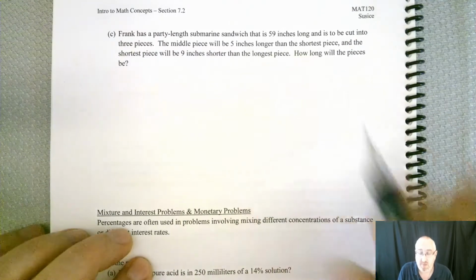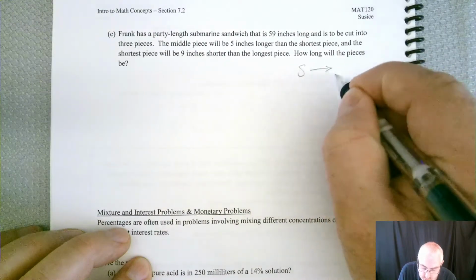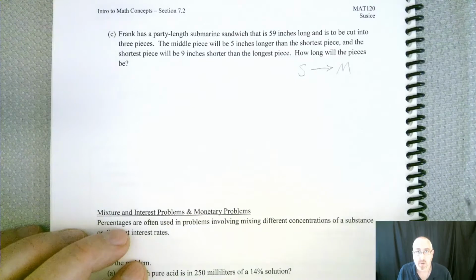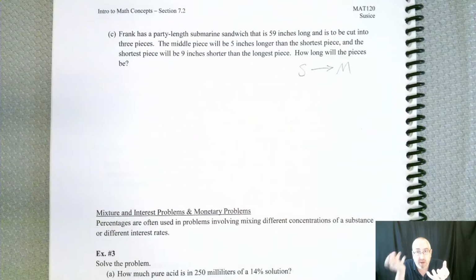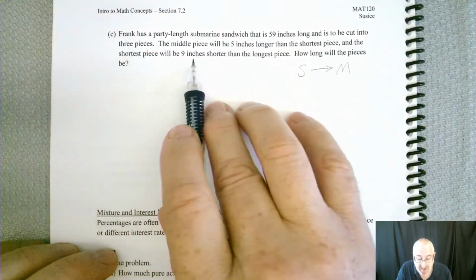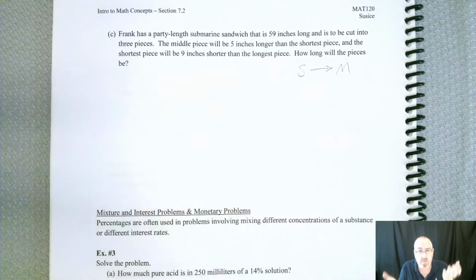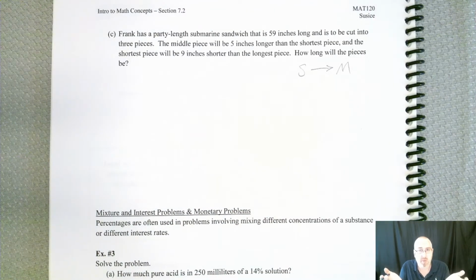So if I know the shortest piece, that will help me get to the middle piece. I have to know the shortest piece, and then I can figure out the middle piece. It's 5 inches longer. And the shortest piece will be 9 inches shorter than the longest piece. So which of those two do you have to know first? The shortest piece will be 9 inches shorter than the longest piece. So I got to know the longest piece in order to figure out the shortest one.